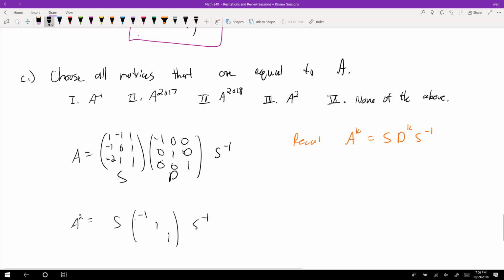How do I take a diagonal matrix to a power? Yeah, you just square the diagonal entries, right? So it's squared, squared, squared, so that's really S 1, 1, 1 S inverse. So is A squared equal to A? No, right? Because that middle diagonal matrix isn't the same. So okay, we can rule out A squared.